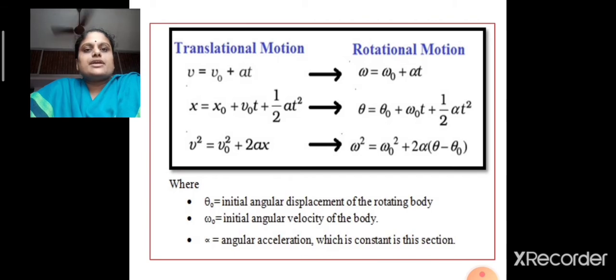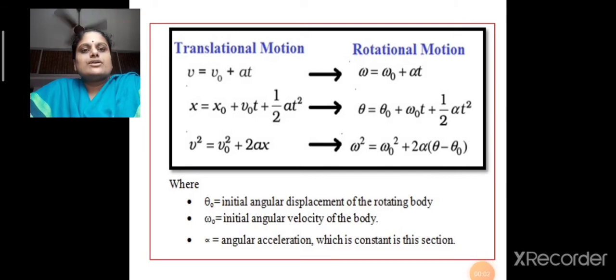The respective equations in rotational motion are omega is equivalent to omega 0 plus alpha t, theta is equivalent to theta 0 plus omega 0 t plus half alpha t square, and omega square is equivalent to omega 0 square plus 2 alpha into theta minus theta naught.